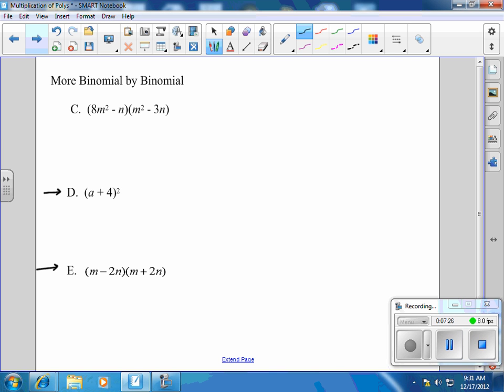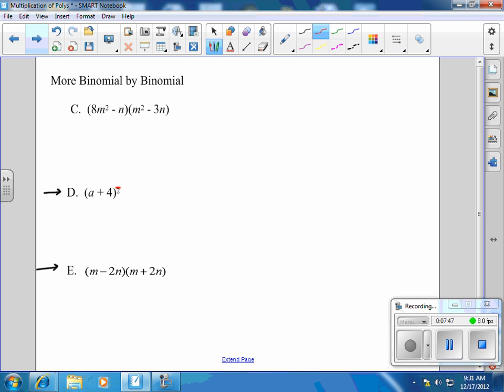So D says that I have a plus 4 all squared. Most people are tempted here to take the square and distribute it. But that only works if everything on the inside of our parentheses is being multiplied. And in this case, it's not. A and 4 are adding, so we cannot distribute it.